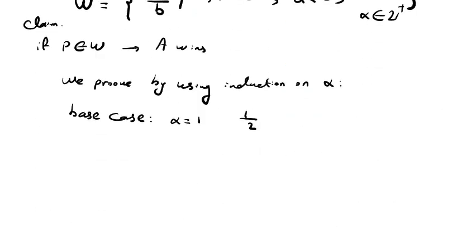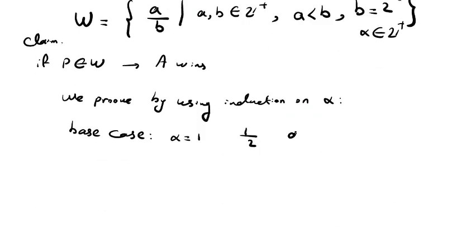So what should A say? A should say the distance should be 1 over 2. It is not important whether the direction is left or right, A wins. Now suppose that we prove it for 1 to alpha minus 1, and we want to prove it for alpha, where alpha is at least 2.